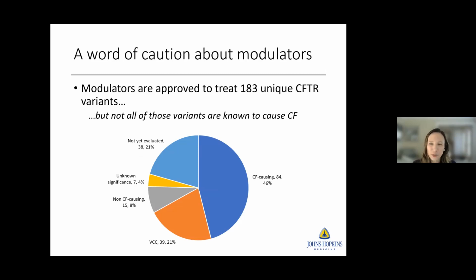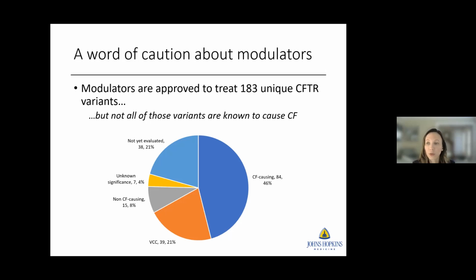Modulators are approved, as I said, to treat 183 unique CFTR variants. But I think it's important to point out that not all of these variants are known to cause CF. Of those 183 variants, just under half are known to be CF causing, and I'm using CFTR2 definitions here. About 20% are known to cause varying clinical consequences, so certainly could benefit from treatment in individuals with CF. But there's a remaining over a quarter of them that are either known to be non-CF causing, of unknown significance, or have not been evaluated yet. So I just think this is important to point out.